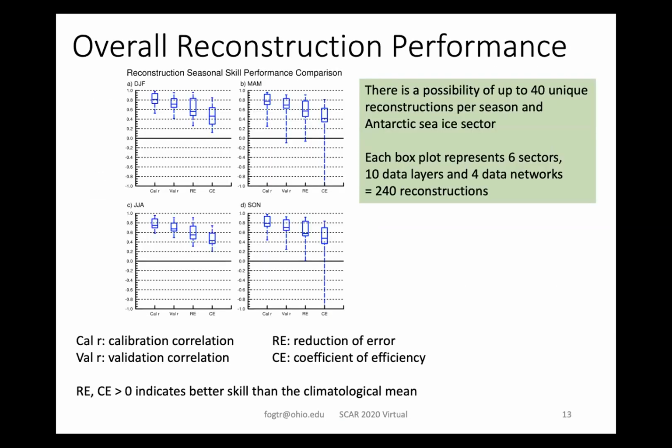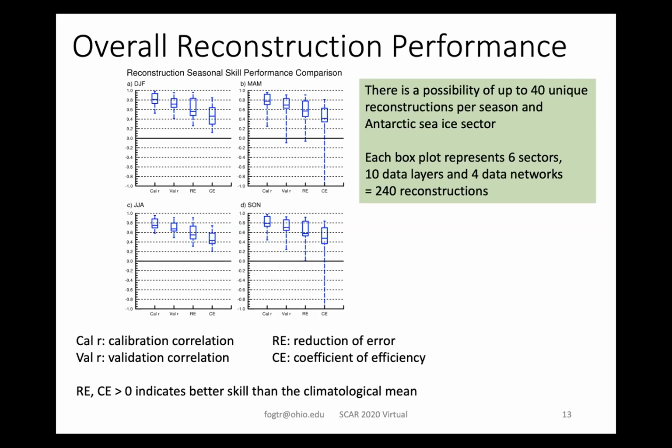Well, here are 4 skill metrics of our reconstruction performance. They are the calibration correlation. This is simply just the correlation of our reconstruction with the observed sea ice during the period of overlap. The validation correlation is the correlation between our predicted fully independent validation time series with the observed sea ice during the period of overlap. That should be lower. It should not be as strong as the calibration correlation because it's predicted.